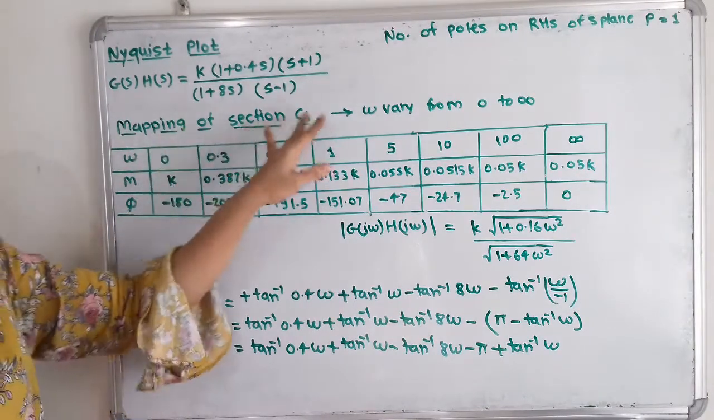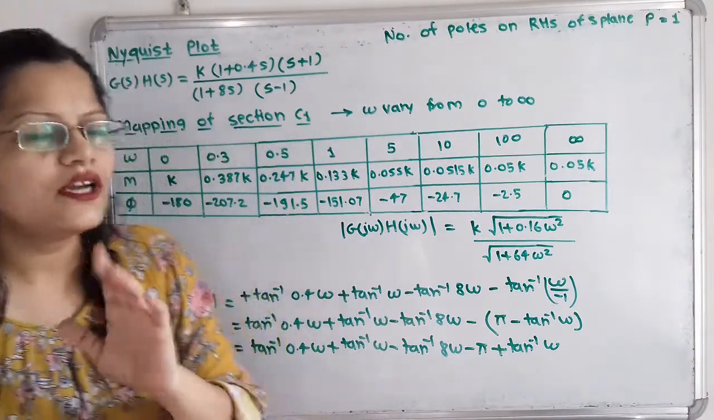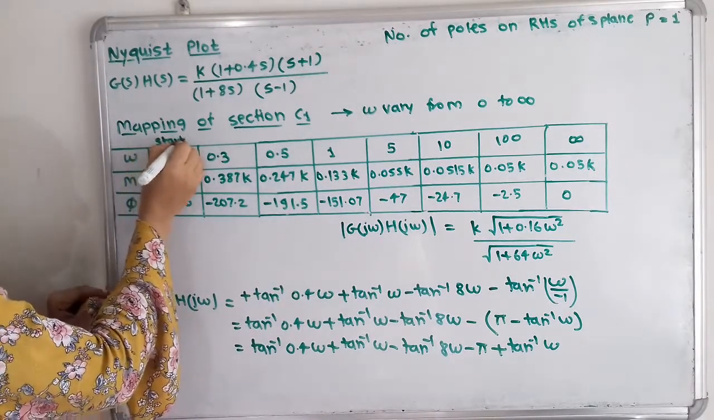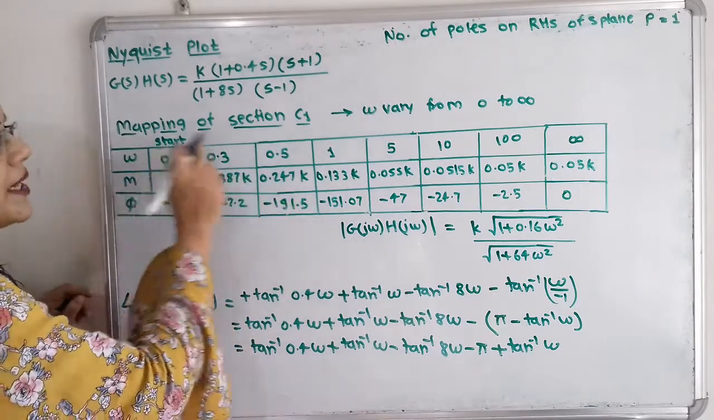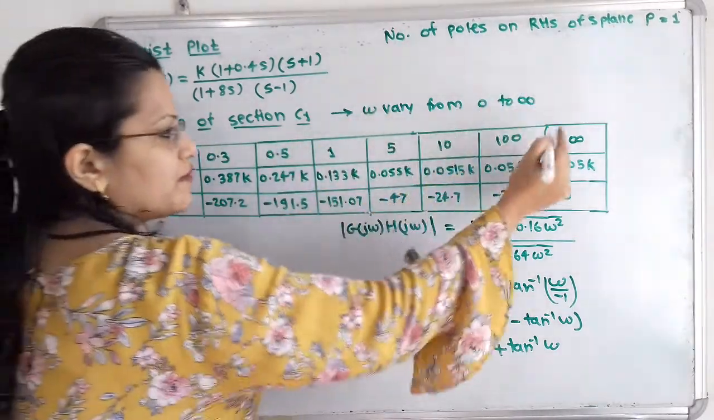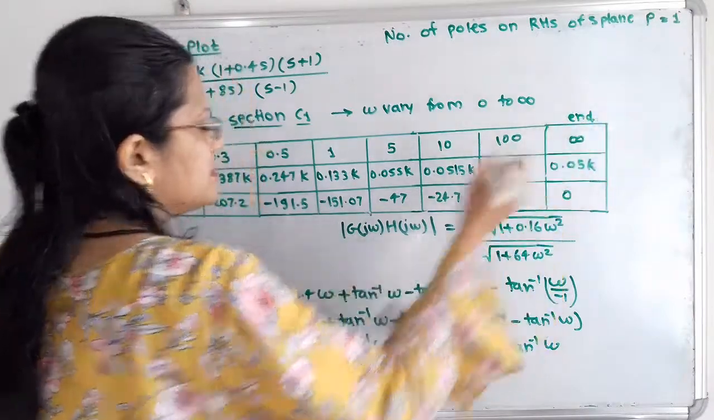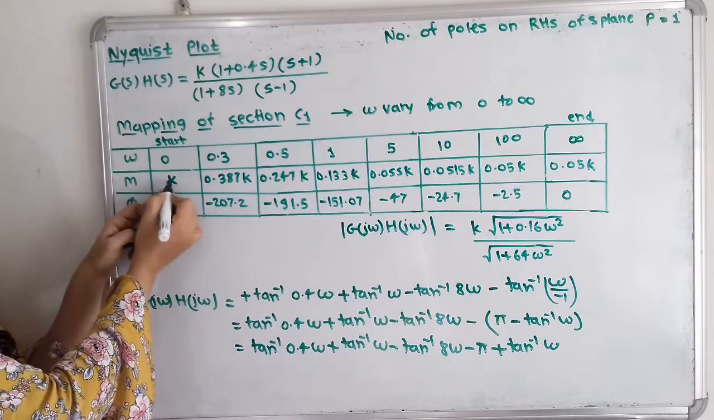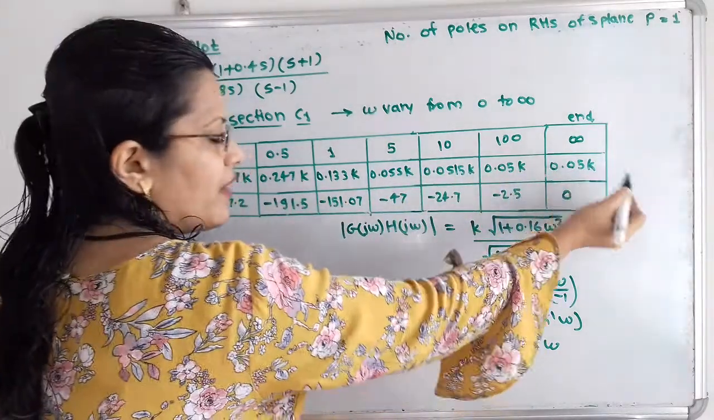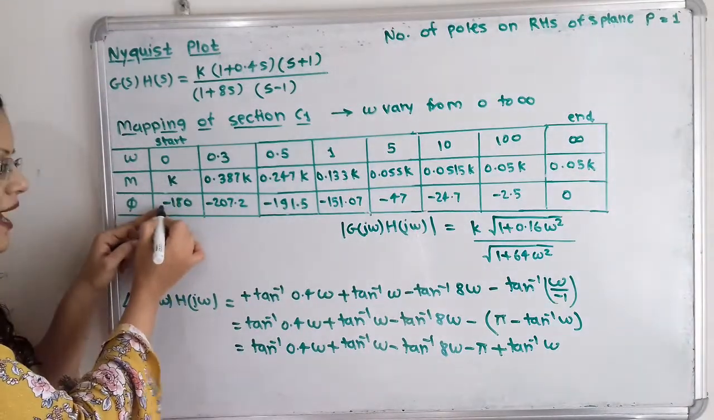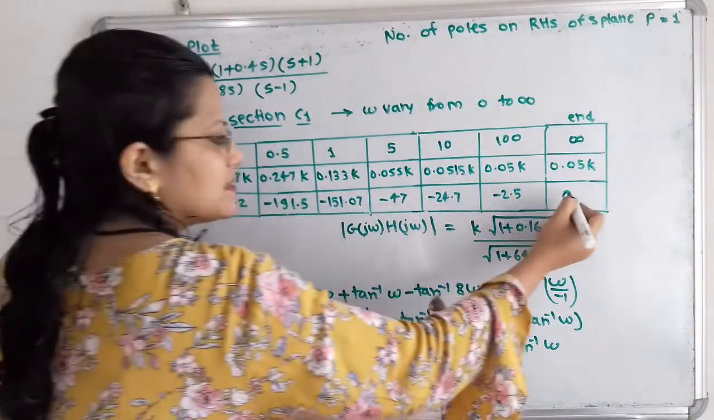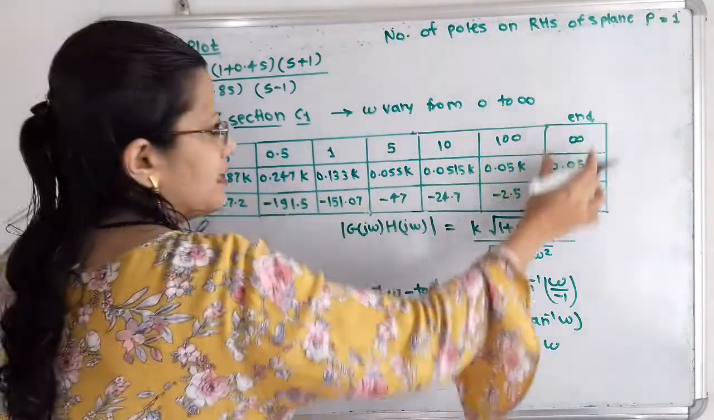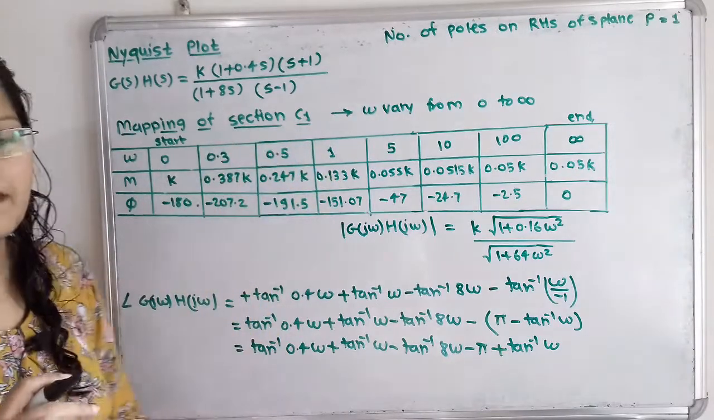And for the mapping of section C1, where is the start point? The start point is when omega is 0. This is the start that we have to take, and here is the end point, because omega varies from 0 to infinity. So for infinity, this is the end point. That means for magnitude, the start is K and the end is 0.05K. Start angle is minus 180 degree and the end is 0. This is important, that this is the start and this is the end for section C1.